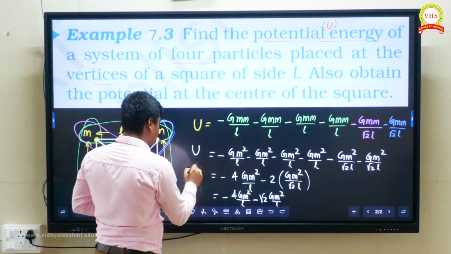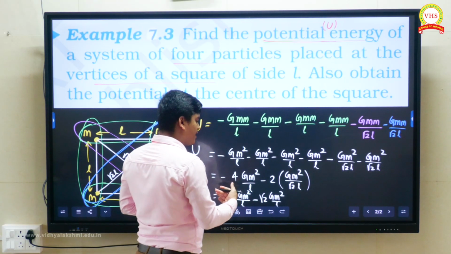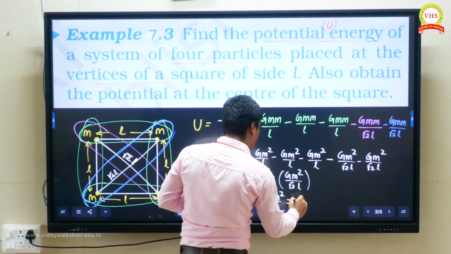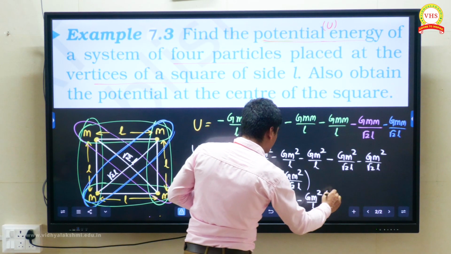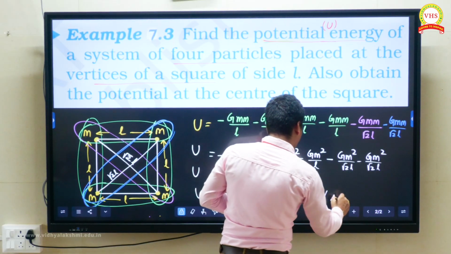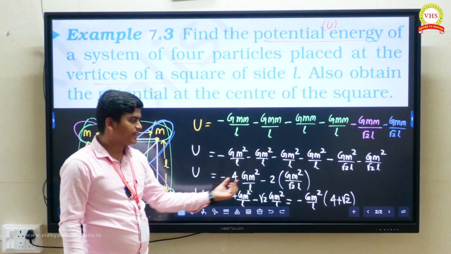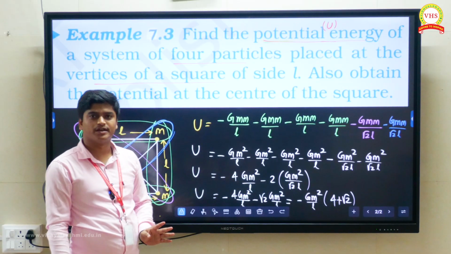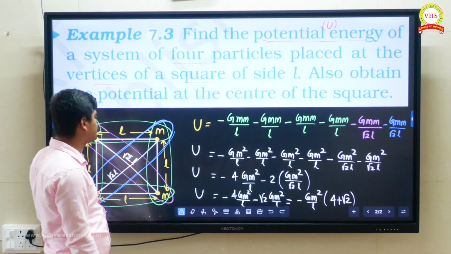So this is your gravitational potential energy. Yes or no? And here, if you take Gm² by L common, suppose you want to take common minus Gm² by L, so what will be remaining? 4 plus root 2. You check properly. Gm² by L you take common, it will be 4 plus root 2. Clear? So this is the gravitational potential energy of this system.